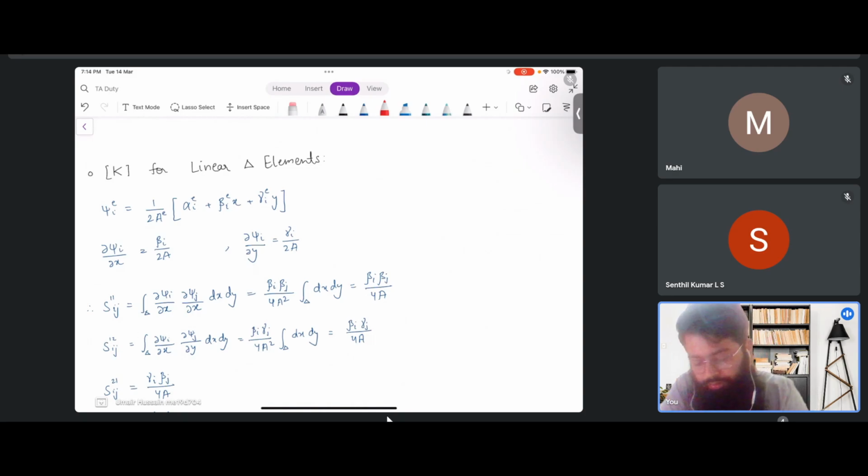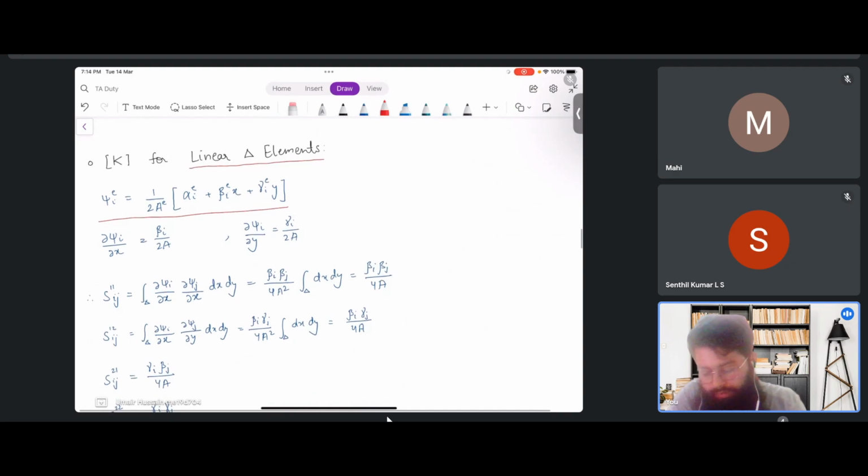Okay, so first we'll look at the case of a linear triangular element. If you remember from the last class, we derived some expressions for the general linear triangular element with any random position of the nodes. Here, alpha i, beta i, gamma i are constants for which we know the formula, so we can get the derivative of this function with respect to x here and with respect to y here.